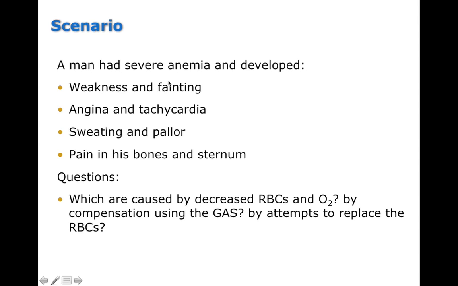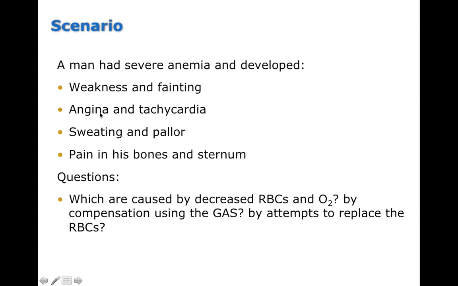If you have weakness and fatigue, what is that going to be caused by? Your body's compensatory mechanisms, your body's attempt to make new red blood cells, or a lack of red blood cells and O2? Well, that's going to be the latter, right? So red blood cells and O2, because they transport oxygen, and that's an essential nutrient for your body's tissues. If you have low O2, it's going to lead to weakness and fatigue, right?